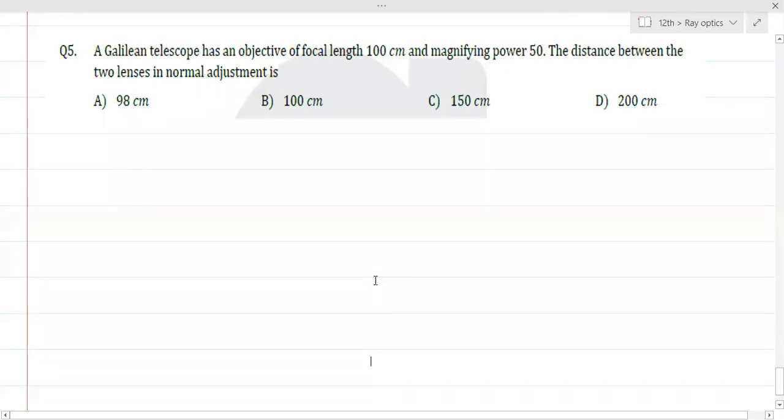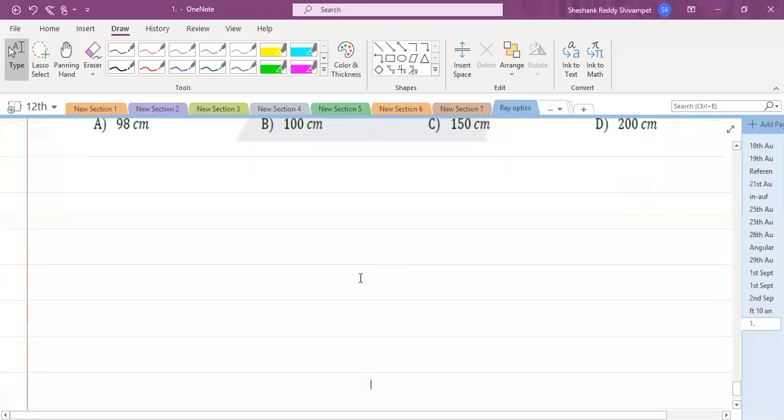Everyone, आंसर क्या होगा इस केस में? नॉर्मल एडजस्टमेंट में distance between the two lenses, try करके बताओ मुझे. For this you will have to draw the ray diagram. Okay, let's try to understand this. Okay, let's make it quick. एक बार तो ray diagram आपको draw करना ही होगा. So try doing it now.